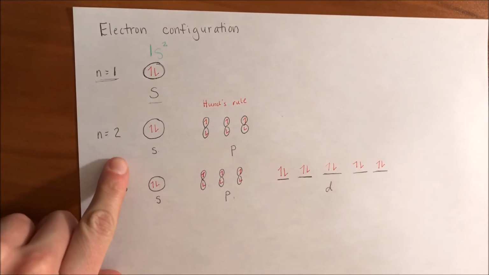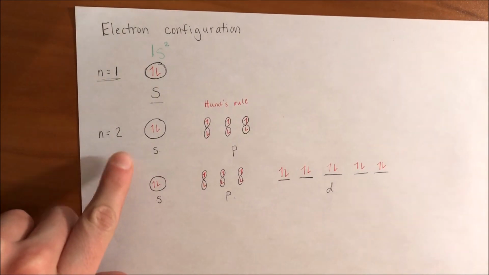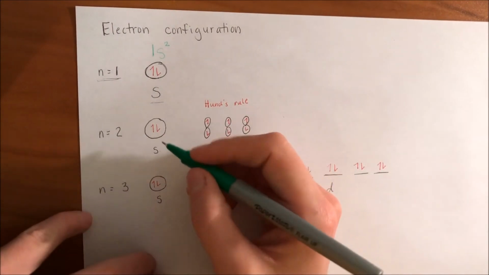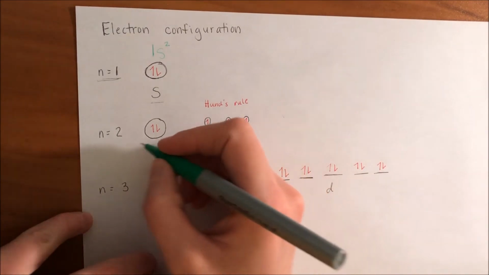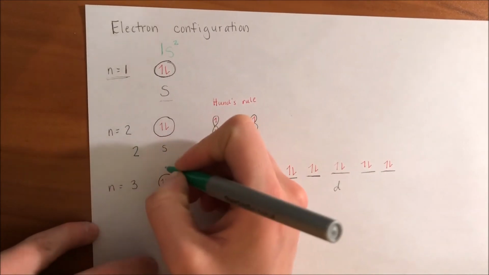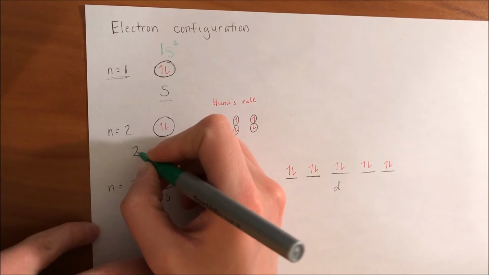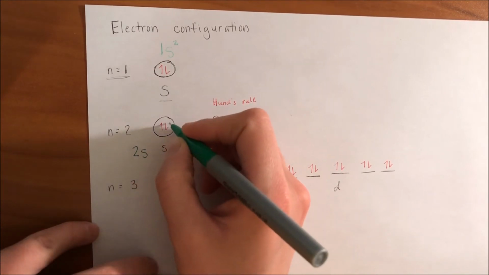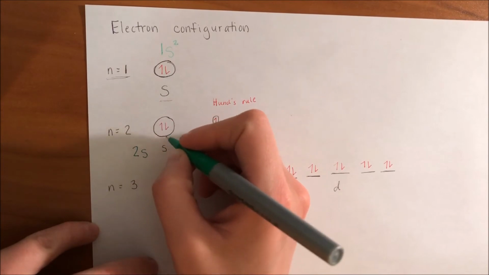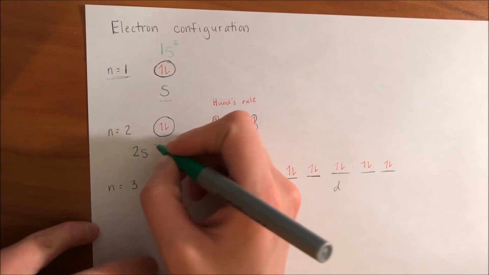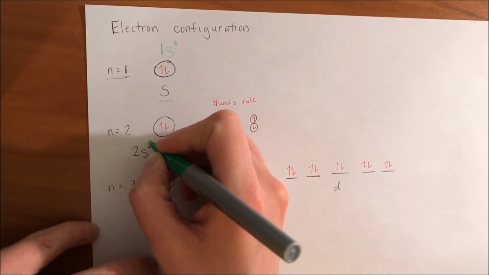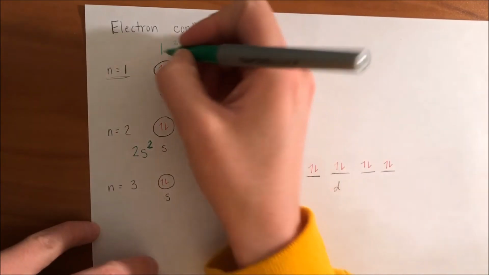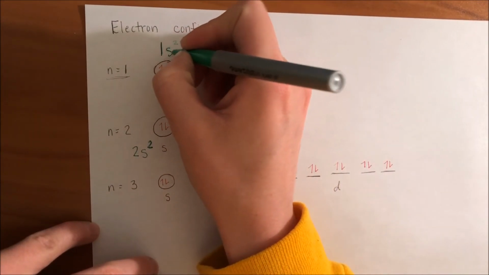If we consider the second energy level, we now have the S subshell on the second energy level. So I'll denote it with a 2, and this is the S subshell. And again, if we look at the electrons present, we count and see that there are 2 electrons present for that subshell. I'll just trace over this one to make it a little more visible.